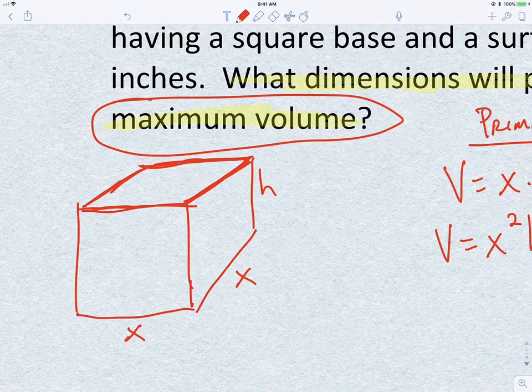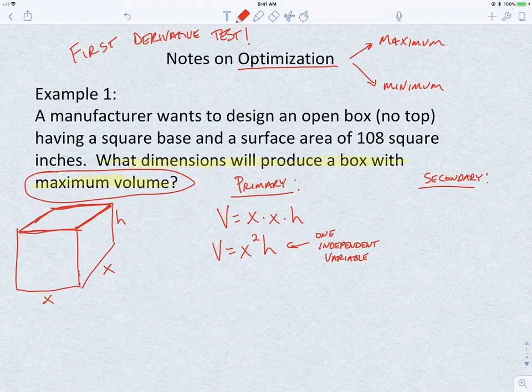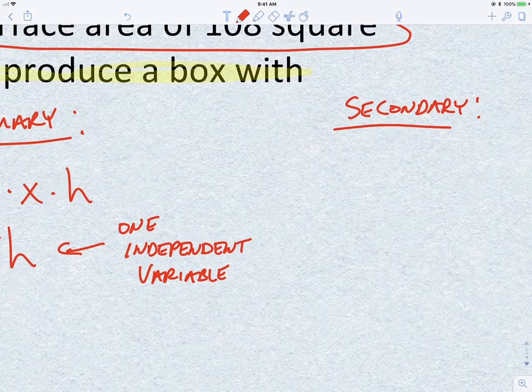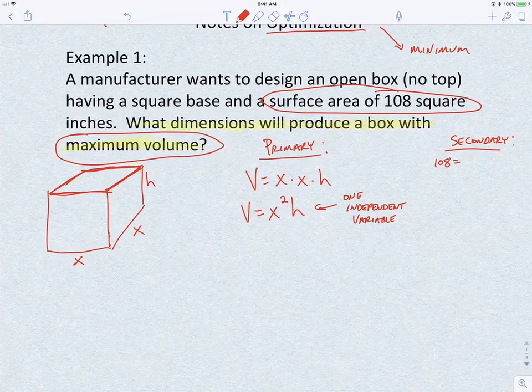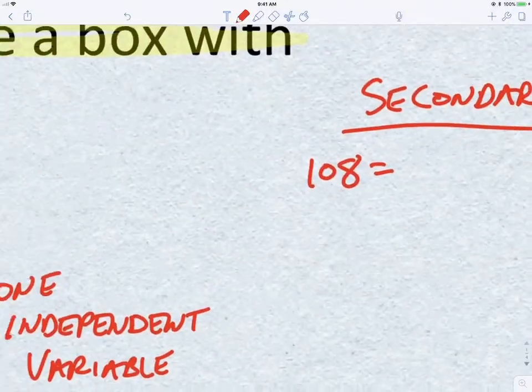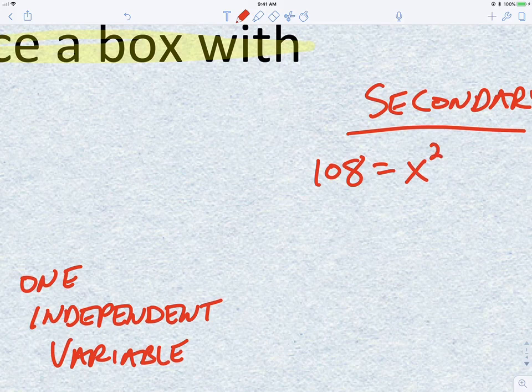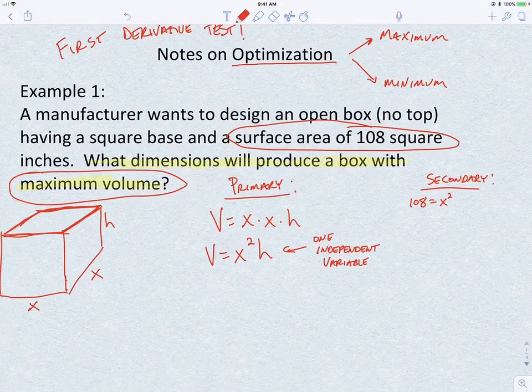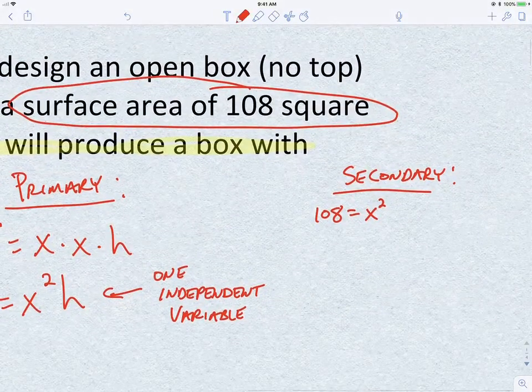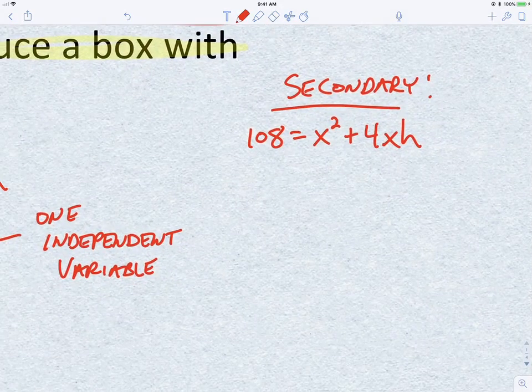So while we're talking about volume, the constraint is the surface area. The surface area has to be 108 square inches. So I know 108 can only be the area of the surfaces. So it can't be bigger than that. It can't be less than that. So the area of the bottom face is x times x. There is no top face. The area of the face of one of the sides is x times h, and there's 4 of those sides. So here's your secondary equation.